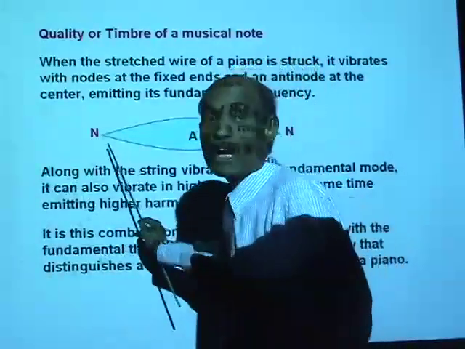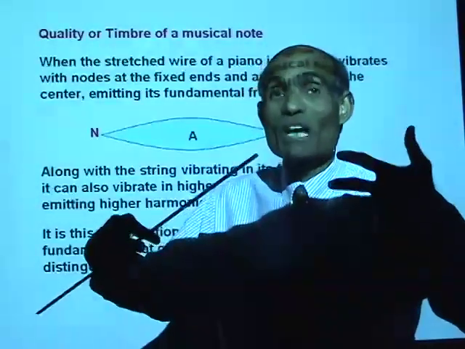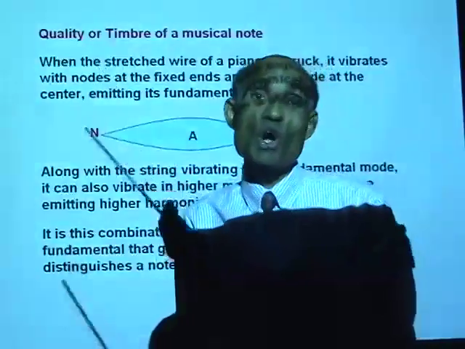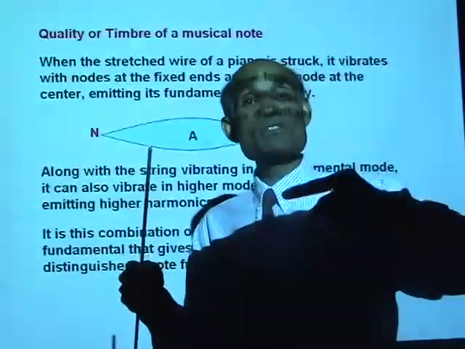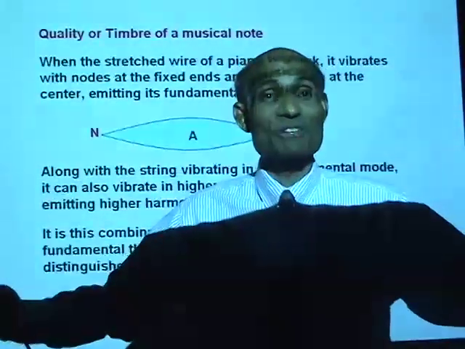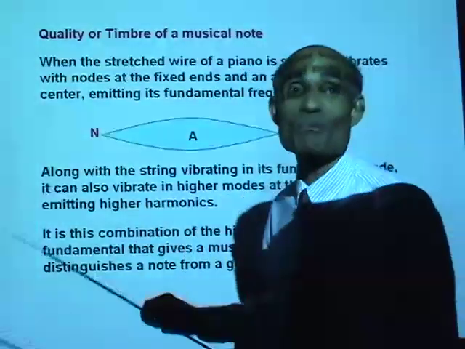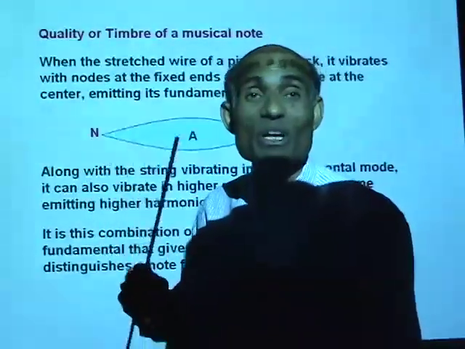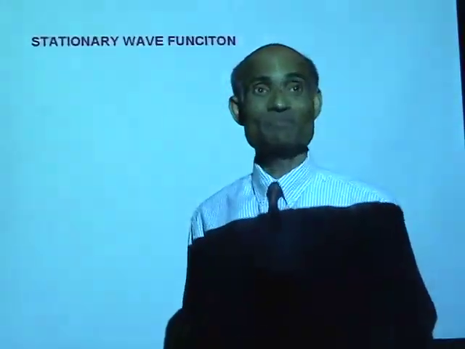It is, along with the fundamental, the vibration can also be in the higher harmonics. It is the combination of the higher harmonics. In different musical instruments, the combinations of the higher harmonics will be different. And that difference in the combinations of the higher harmonics produces that particular timbre of the sound that comes from a particular musical instrument. All right?